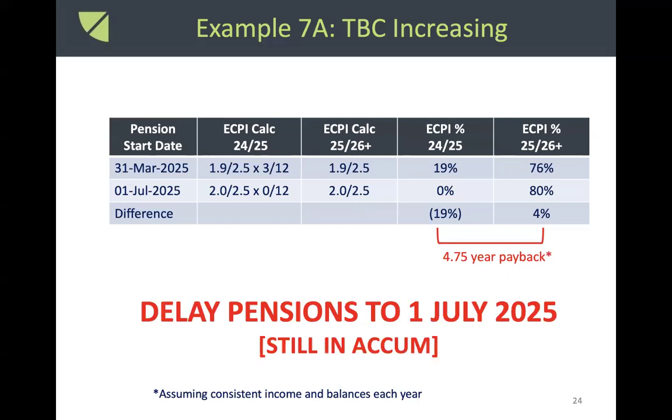So the message there is, if you haven't started a pension yet, then try and delay it until the 1st of July 2025. That's if you haven't started a pension yet. But what if you already have started a pension in the current year? What if you started your pension back on the 1st of July 24, which I'm sure many of your clients have done?